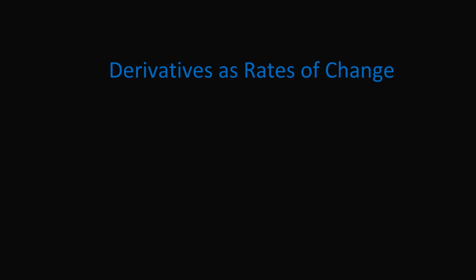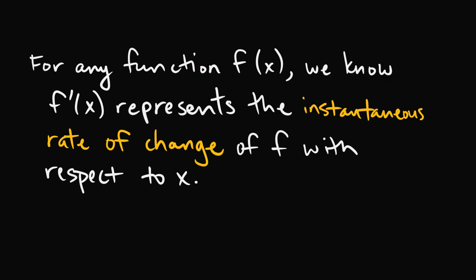In this video, we're going to present a few examples of what the derivative can represent. And let's just recall what we know so far. For any function, we know that the derivative represents the instantaneous rate of change of that function with respect to the variable. That phrase means that we're measuring how much the function is changing based on how much the input to the function changes, right?